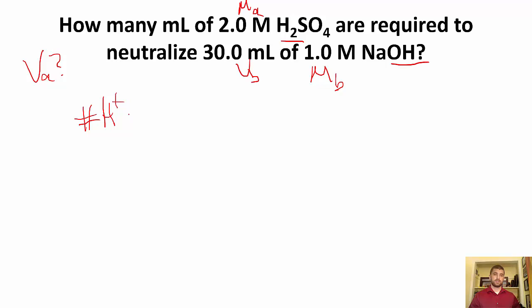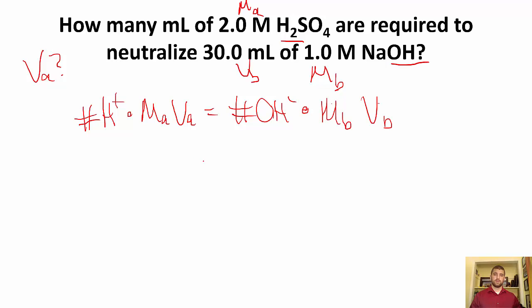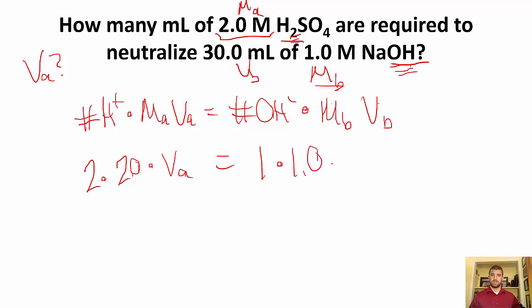Again, we got number H plus times Ma Va equals number OH minus times Mb Vb. All right, let's plug and chug. How many H pluses do we get from H2SO4? 2. So it's 2 times the molarity of the acid, which is 2.0, times the volume, which is what we're solving for, has to equal, all right, NaOH, we get 1 OH times the molarity, which is 1, times the volume of 30.